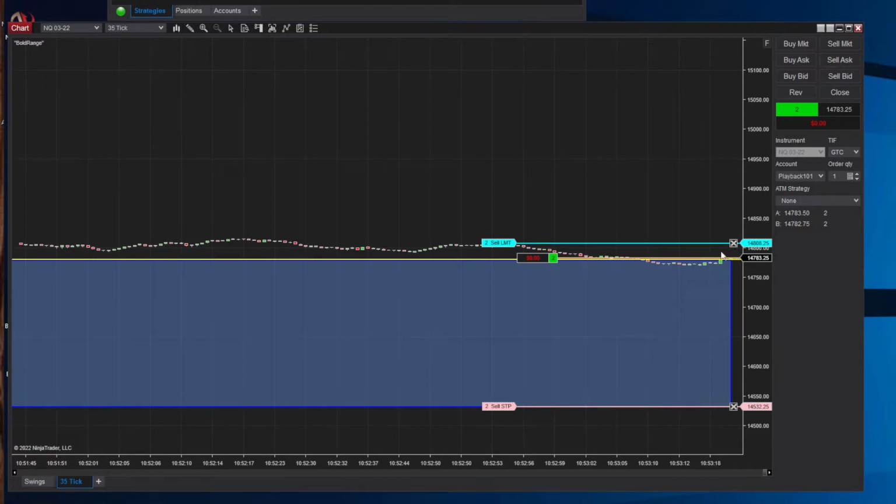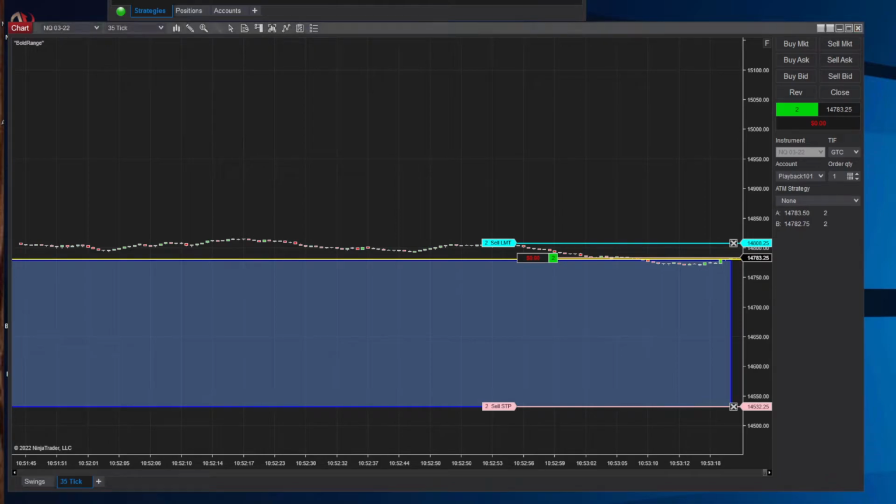If 50 ticks is not acquired, if the trade just turns around right now and drops all the way down to here, I'm going to have a full loss. That is how a loss can still happen. I want that to be very, very clear.